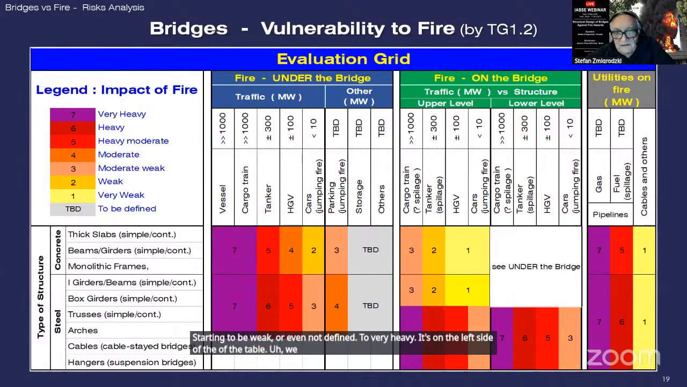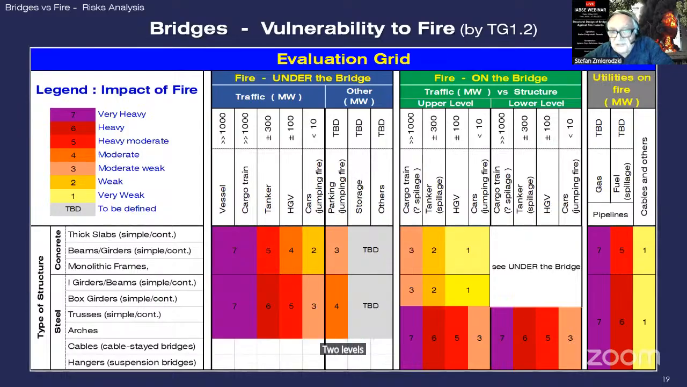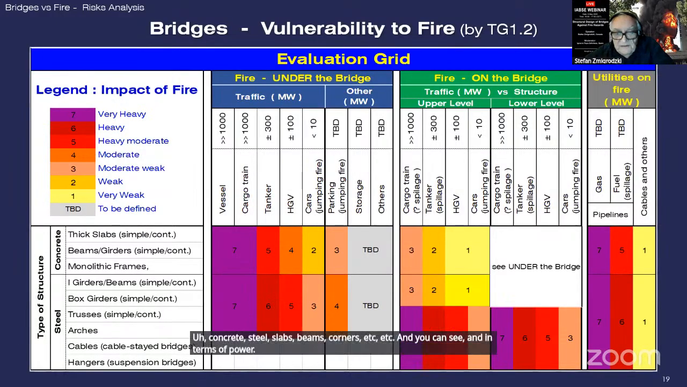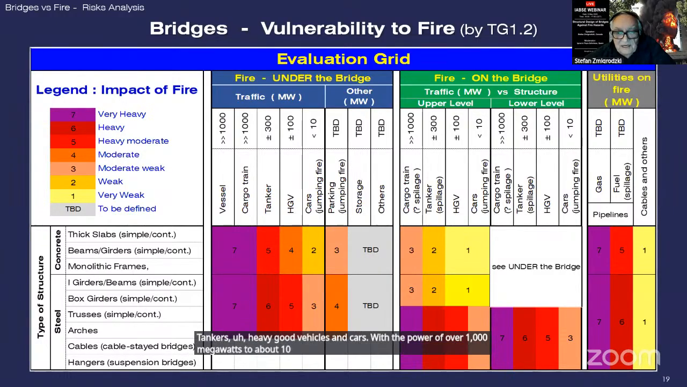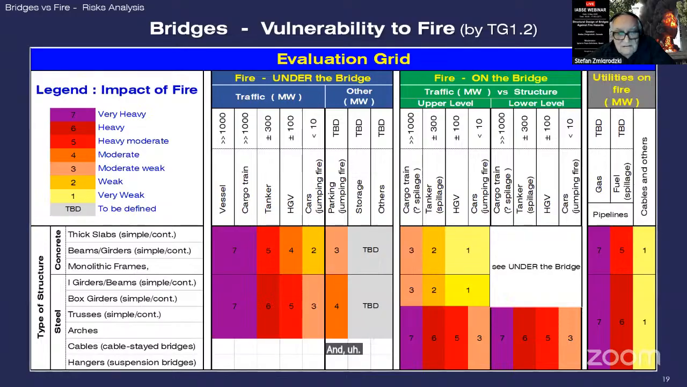We considered the location of the fire under the bridge and on the bridge. In the case of a fire on the bridge, we use bridges with two levels of traffic, and what that can represent for potential impact, and the type of structure on the left side: concrete, steel, slabs, beams, monolithic, etc. And you can see, in terms of power, which is very important, the biggest are a vessel and cargo trains, tankers, heavy goods vehicles, and cars, with power from over 1,000 megawatts to about 10 megawatts for cars, which is quite small.